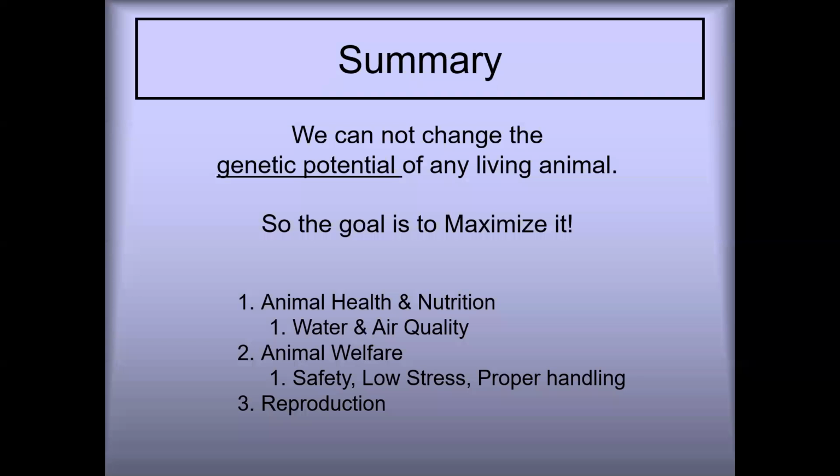So we're going to spend a lot of time on level 1 and 2 of our pyramid. Level 3 is reproduction. If we can get those things in check, then our ability for successful reproduction goes up. We can't change the genetic potential of the animal. All we can do is hope to maximize it.